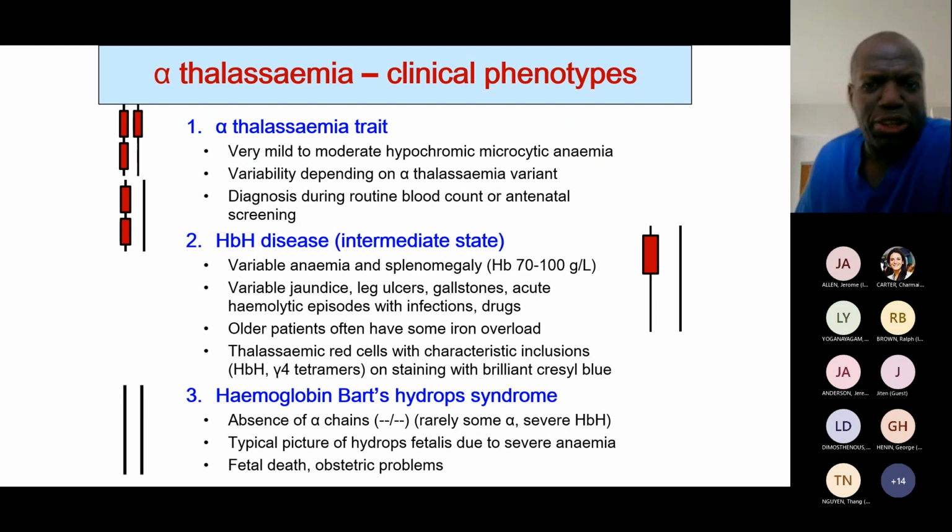HbH, this intermediate disorder that I referred to, gives rise to a more severe phenotype, and it's quite variable in the way in which these patients present. Most of them don't require transfusion, but they do need close monitoring. Hemoglobin Barts is the extreme end of the spectrum. These patients don't produce any alpha chains, and as a consequence, don't produce any adult hemoglobin. Without early intervention and transfusion in utero, it is almost universally fatal.